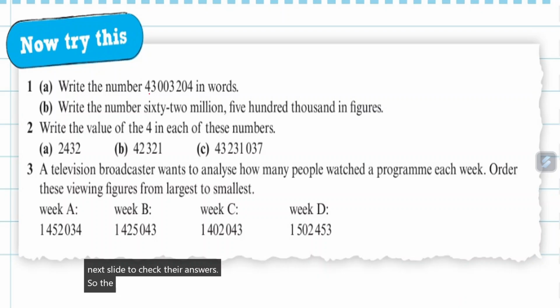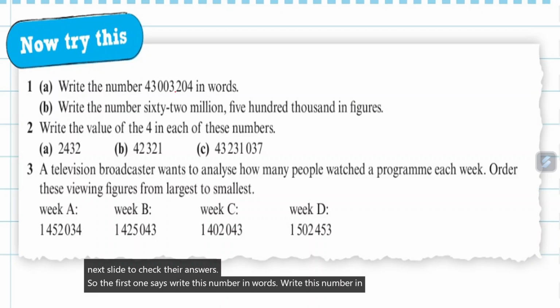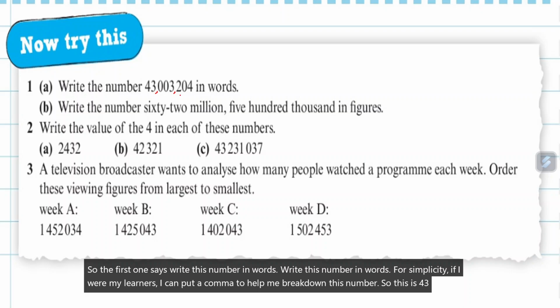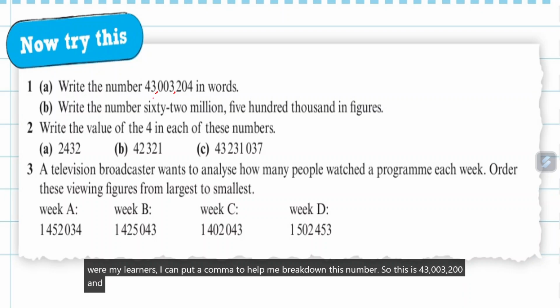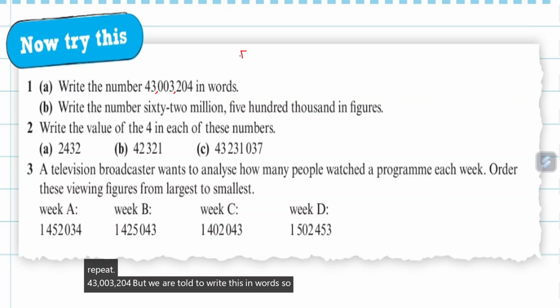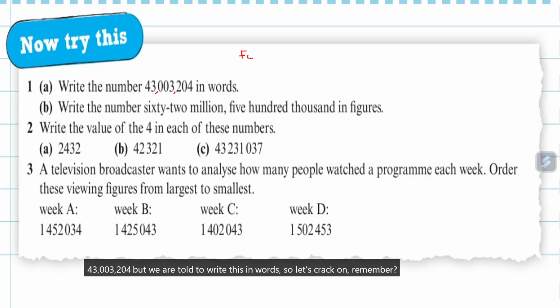So the first one says write this number in words. For simplicity, if I were my learners, I can put a comma to help me break down this number. So this is 43,003,204. I repeat, 43,003,204. But we are told to write this in words. So let's crack on. Remember spellings. It's good you get the spellings very well.